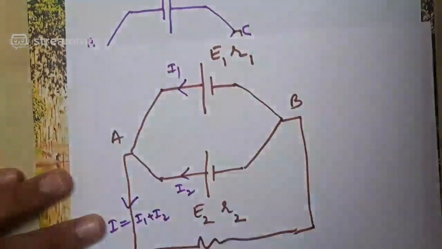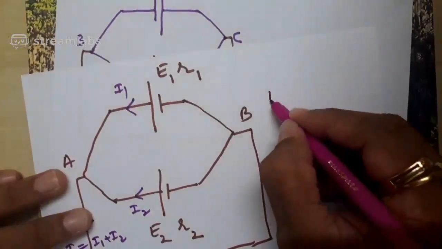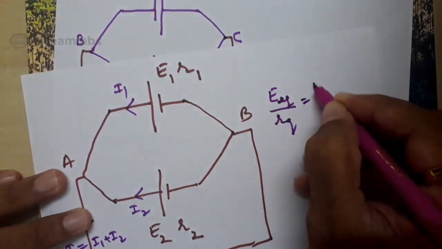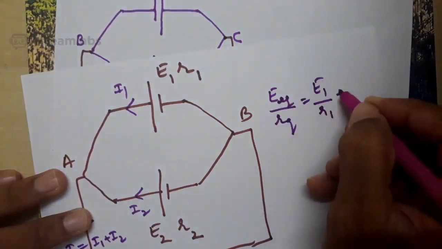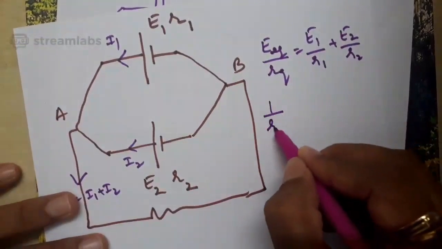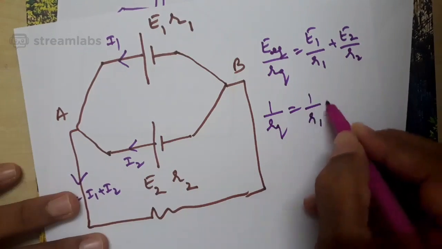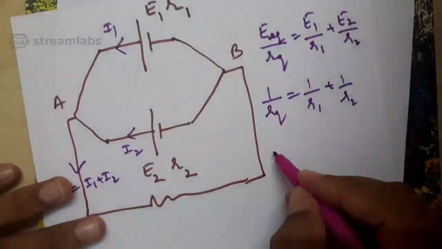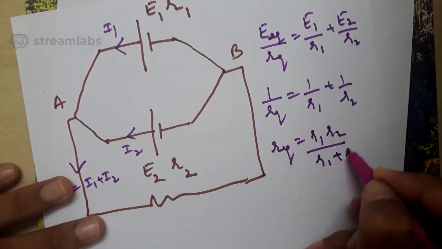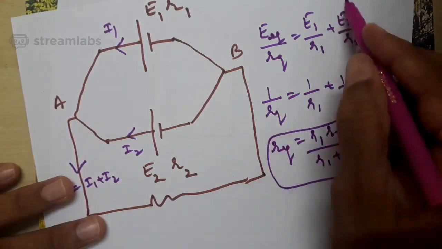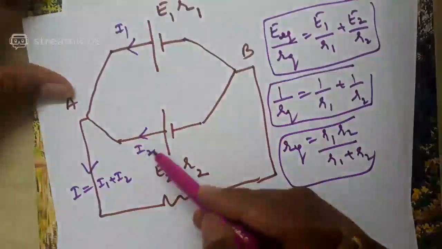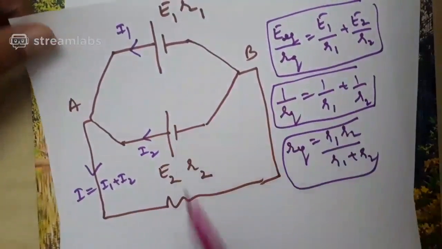Yes or no? Positive, negative, positive, negative. That time you got, according to our discussion, E equivalent by R equivalent was E1 by R1 plus E2 by R2, correct? Or 1 by R equivalent was 1 by R1 plus 1 by R2, or you could have solved R equivalent as R1 R2 by R1 plus R2. Do you agree with me? This is a formula that we already know under the parallel combination of cells where the positive terminals of two cells are connected together and negative terminals are connected together.